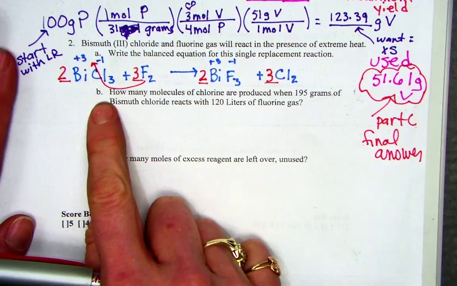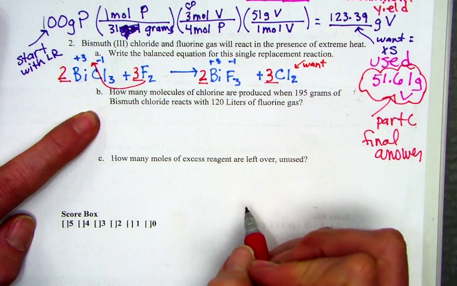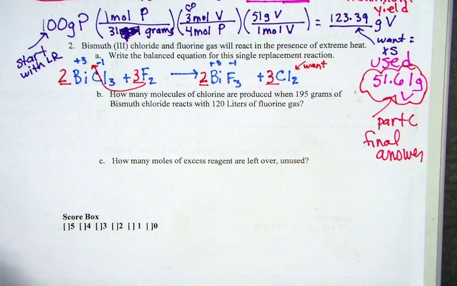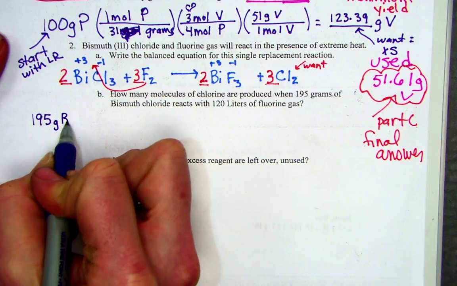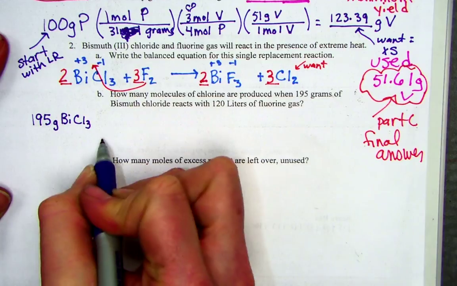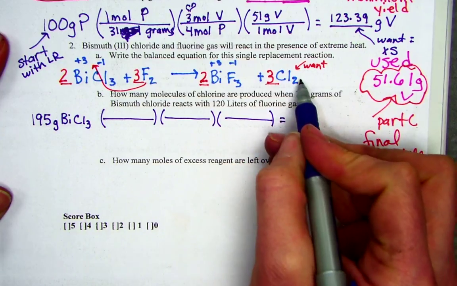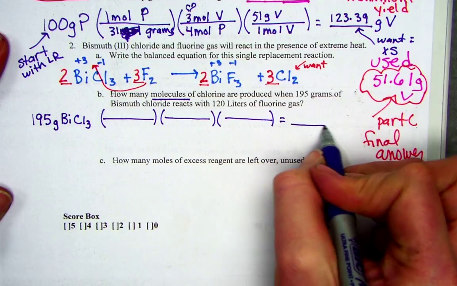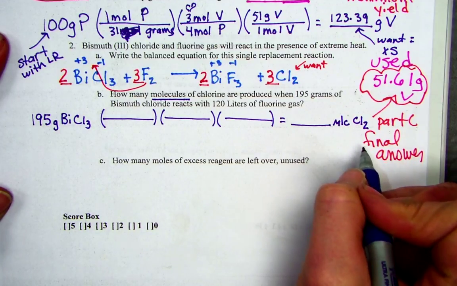Reading through for letter B, how many molecules of chlorine, chlorine looks like our want, are produced when 195 grams of bismuth chloride reacts with 120 liters of fluorine gas. We are given information about both reactants. We know it's a limiting reagent problem. We will set up the first series starting with that 195 grams of bismuth chloride, BiCl3. I'll set up my 3-step parentheses so I can see my target. We want to know the chlorine, but notice that it asks me to get to molecules of chlorine. I'll write that target as MLC, standing for molecules of Cl2.